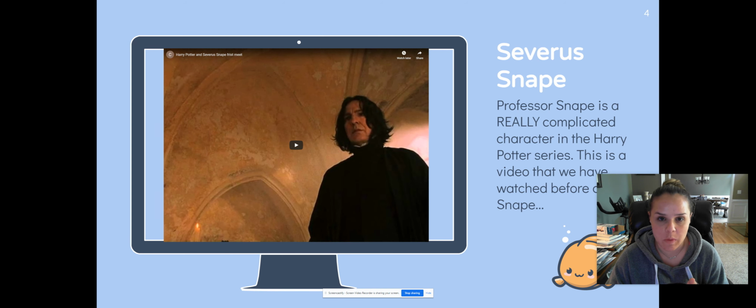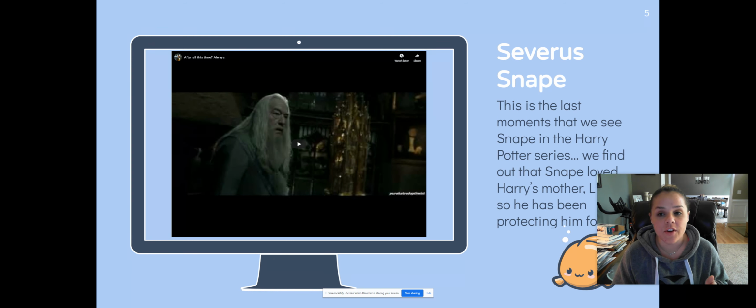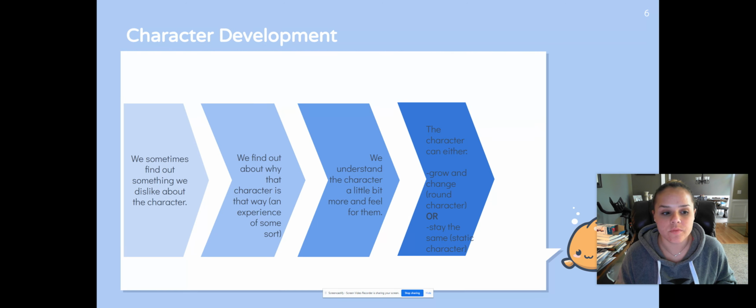So this was the very first moment that Harry met him, and this is the very last moment. This is one of the last moments that we see Snape in the Harry Potter series, and we find out that Snape has been protecting Harry throughout the 7 books because he loved Harry's mother as a child. So it really does show that there are 2 different sides to characters. There's sometimes what we see, and there's what's internally going on.